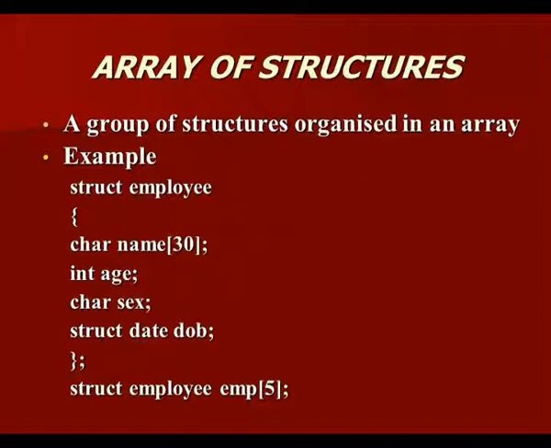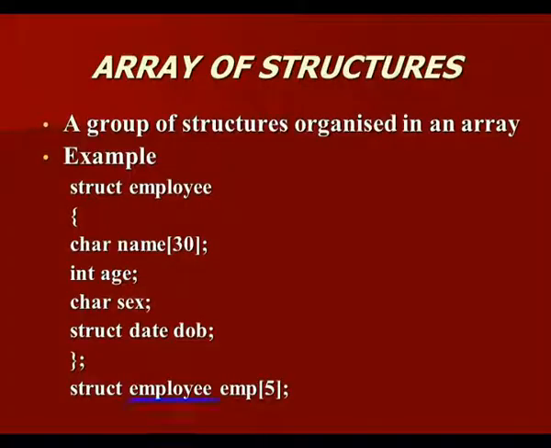And for this employee structure, you are creating a variable which comprises of an array of 5 members. So here if you see, you are having 1, 2, 3, 4 members. The fourth member is the structure itself. So you are allocating a maximum size of 5 to the array variable of the type structure of type employee. So this is how you declare an array of structures in C.